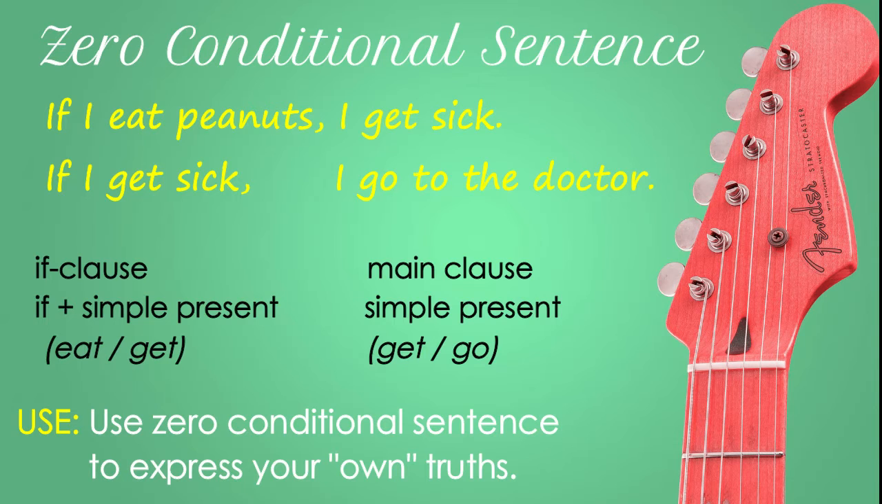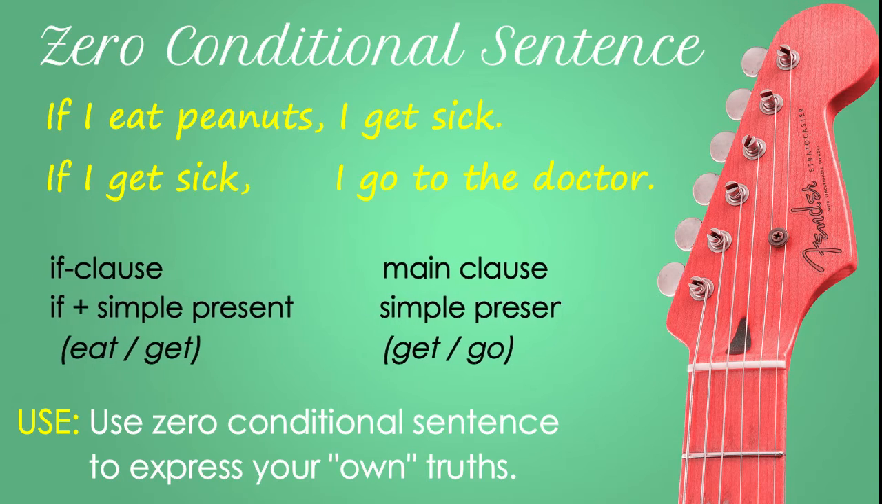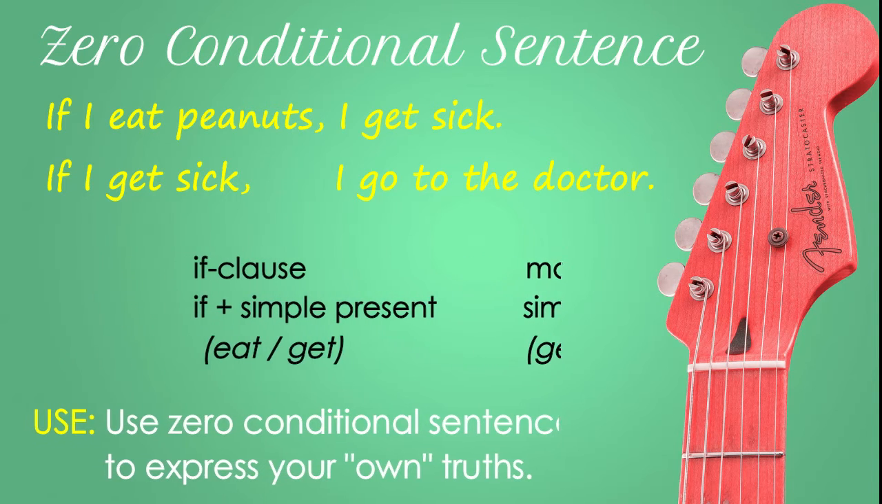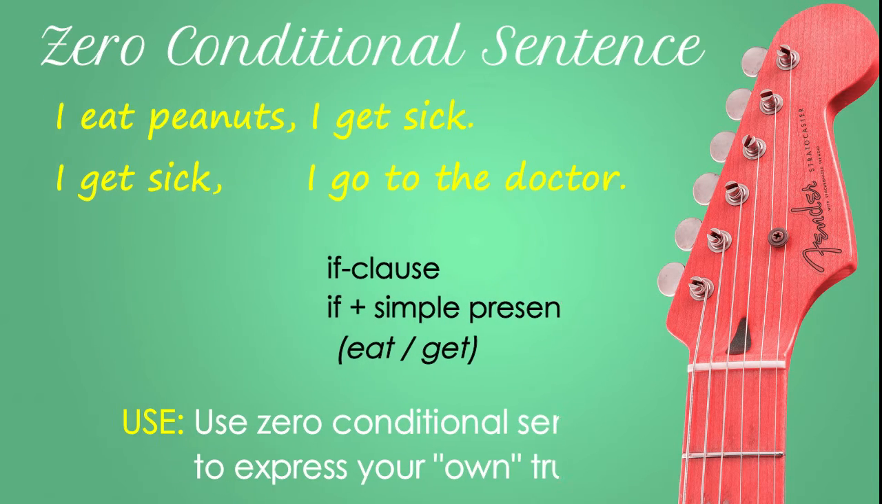Now for the structure. The structure is still the same. One simple present verb, eat or get, in the if clause, and one simple present verb, get or go, in the main clause. Remember, if you talk about what is true to you, use zero conditional sentence.